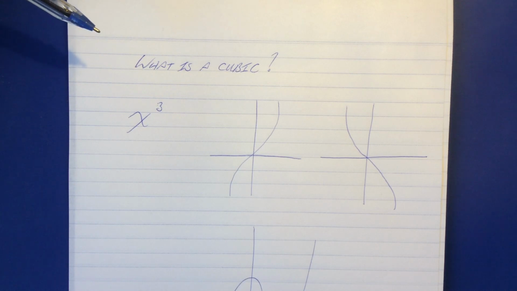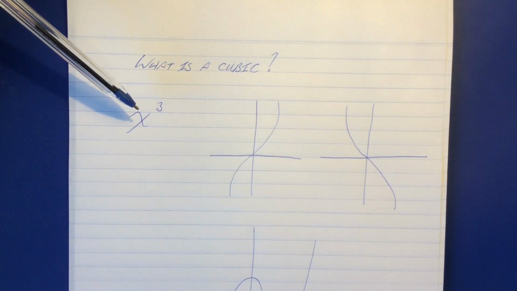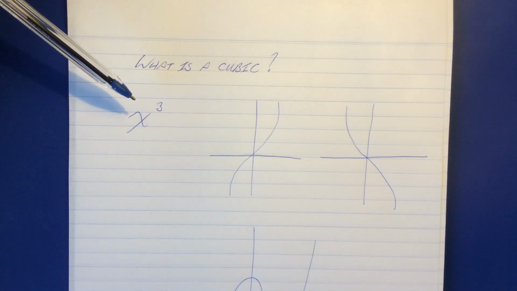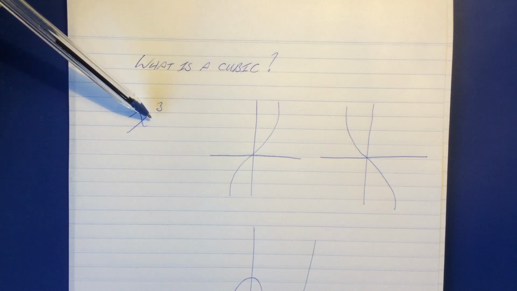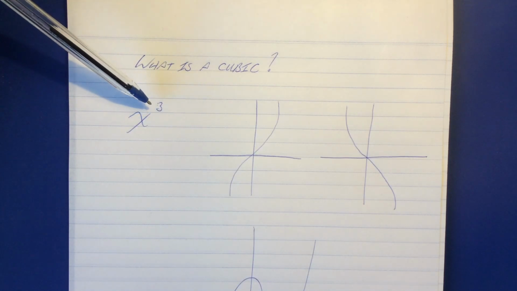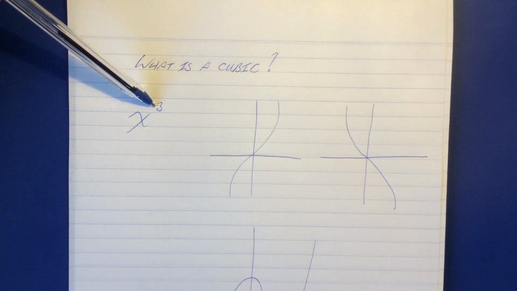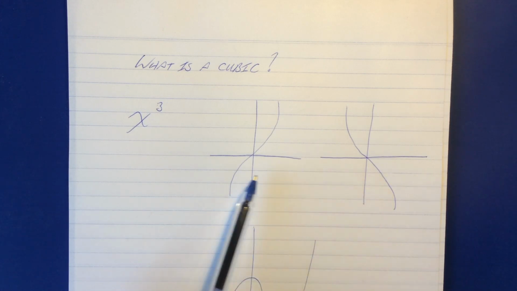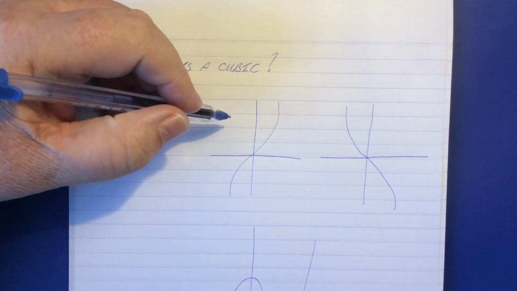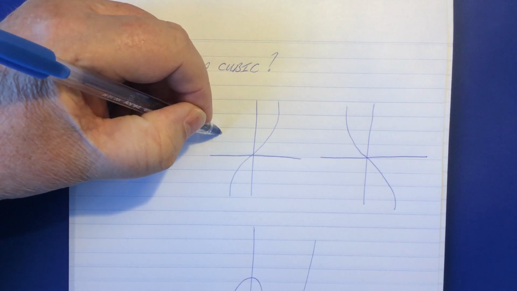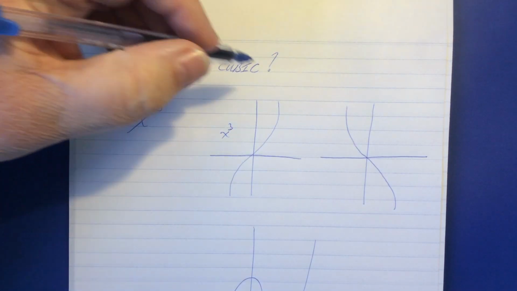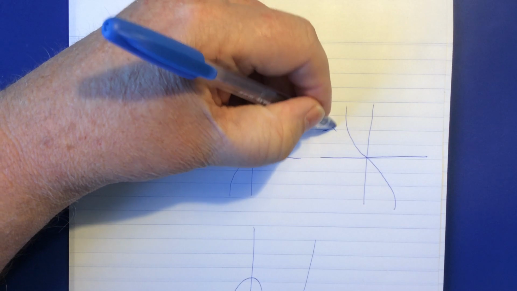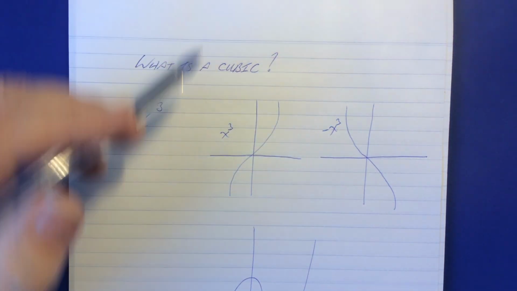It can have squares in it, it can have constants, it can have x to the power of 1, but the highest power is x to the power of 3. And the basic shape of a cubic graph is one of these, the very basic shape. So this one would be x cubed, and this one would be negative x cubed.